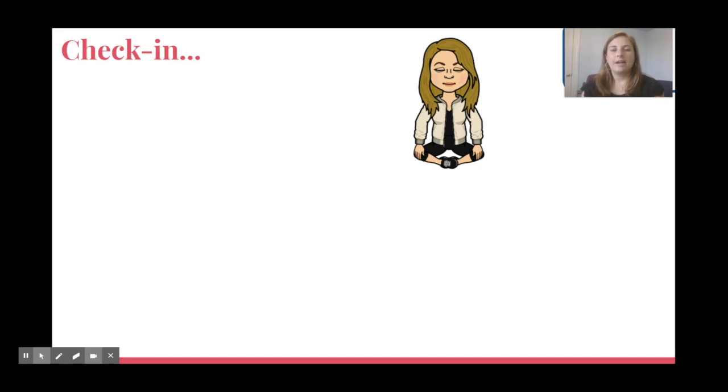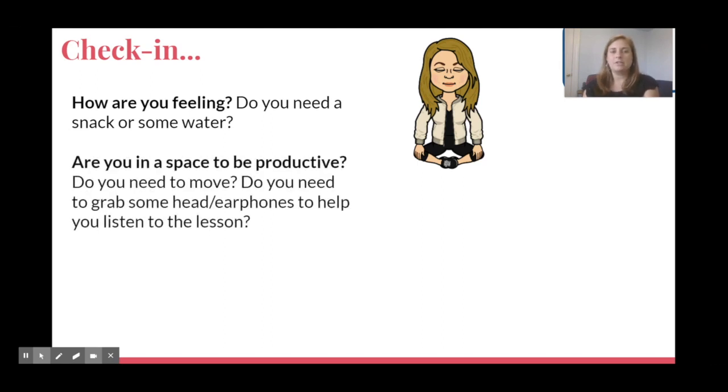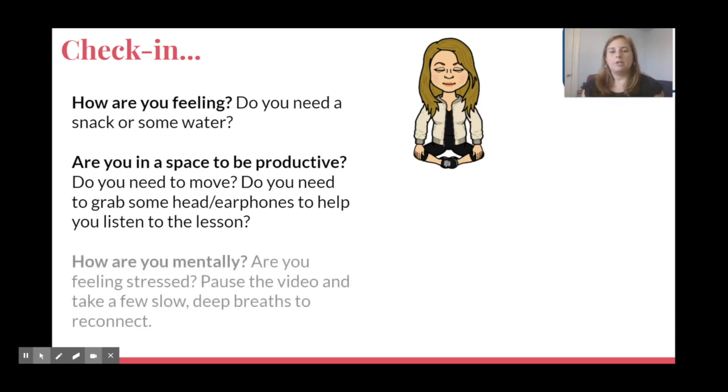Before we get into our final lesson, let's check in together. I know things have been really tough lately. So are you feeling okay? Do you need to drink some water or eat something before you're ready to start learning? How's your learning environment? Is it too loud? Do you need to move someplace quieter so you can hear? Do you need to get headphones to plug in? And what about your mental health?